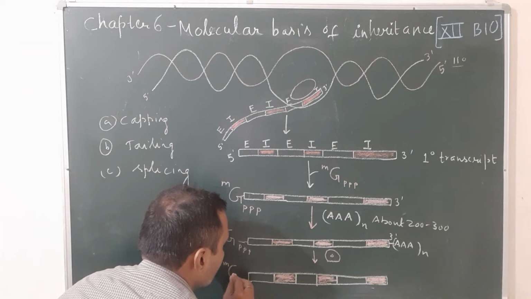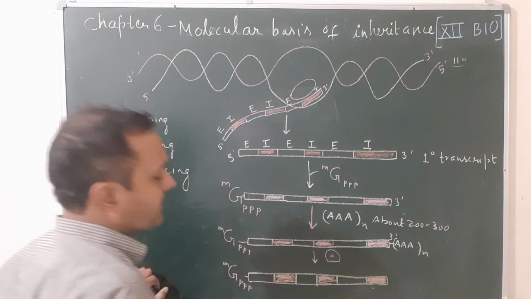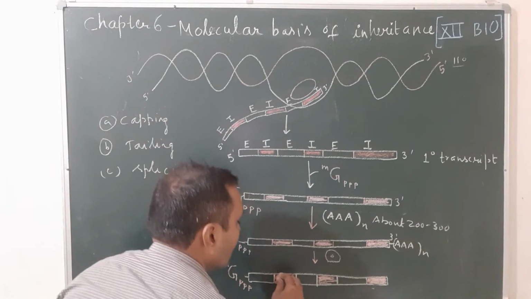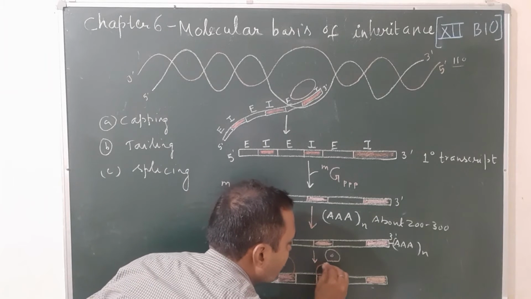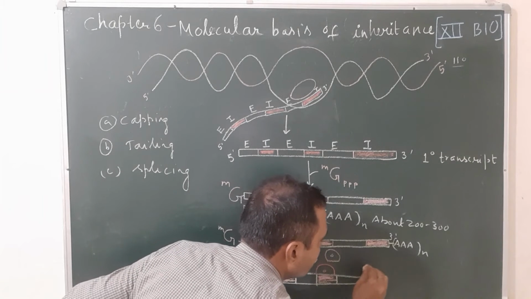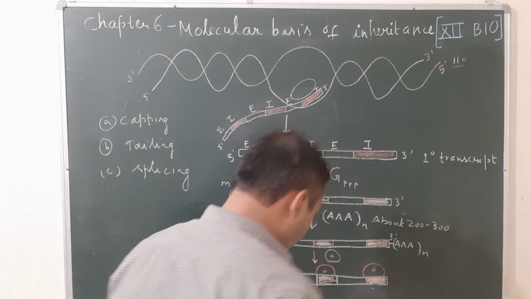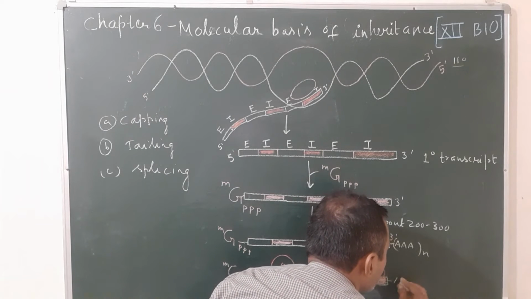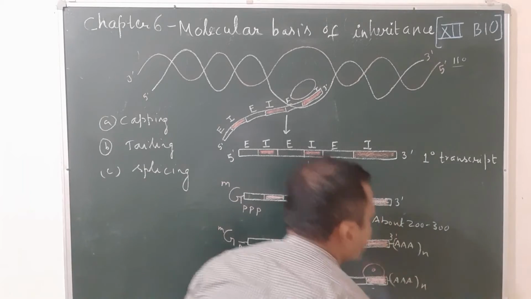The methylated guanosine triphosphate was already added in the capping step. And this special protein will bind at the introns. It will remove the introns from the eukaryotic mRNA, or you can say from the primary transcript. And this is the tail.